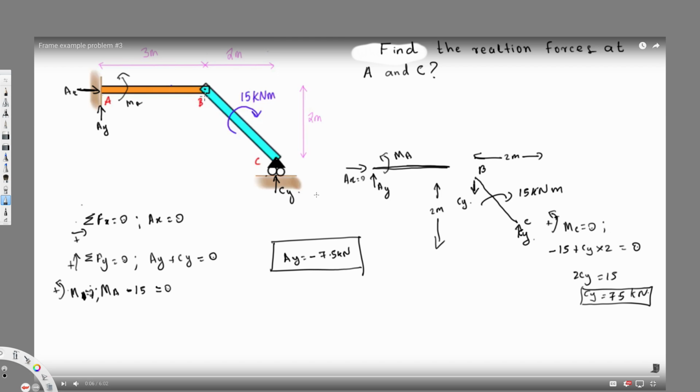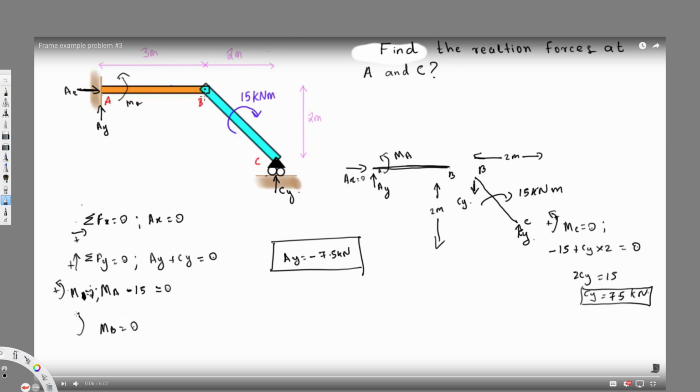In case they ask to find moment around, like moment A, we can calculate that one too, by simply applying here. So Ma is going to be what, with Ay being negative 7.5. So to calculate this one, I can use this one right here. So B, this is A, right? To calculate this one, I can take moment around B.